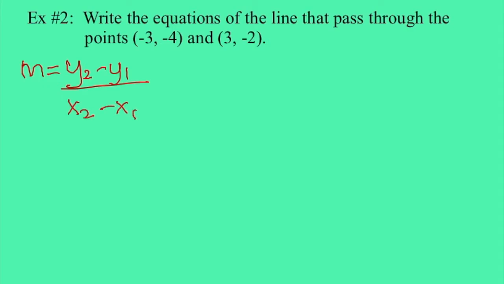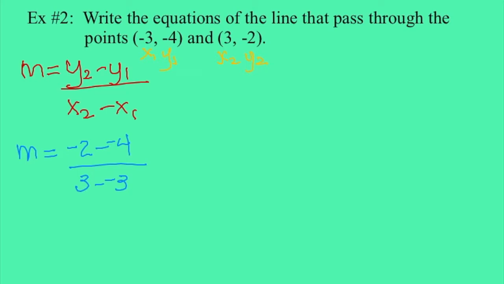So if I label these parts up here, x1, y1, and x2, y2, then I am simply filling into the formula that you see here. So slope is equal to -2 minus a -4 divided by 3 minus a -3.